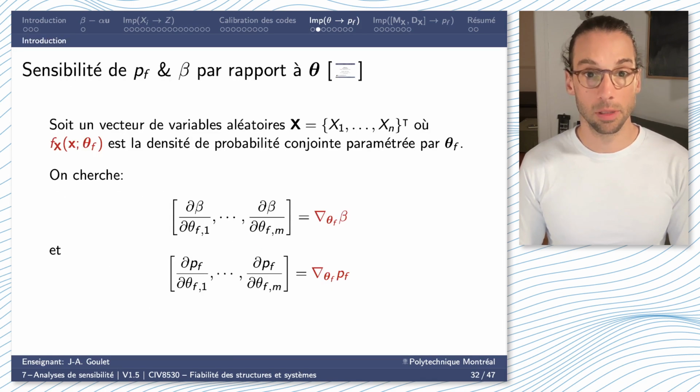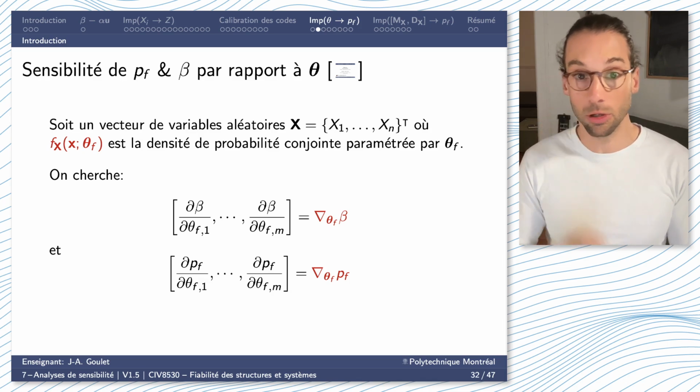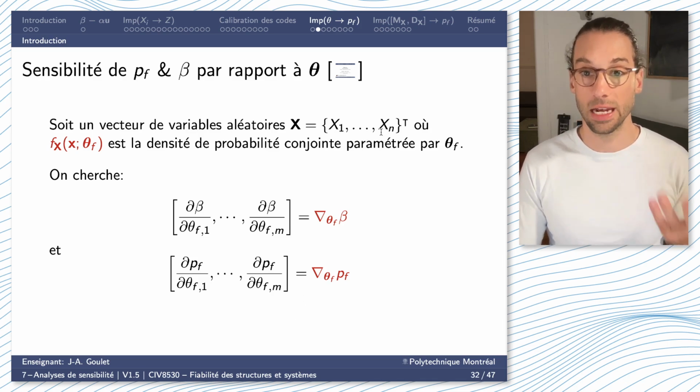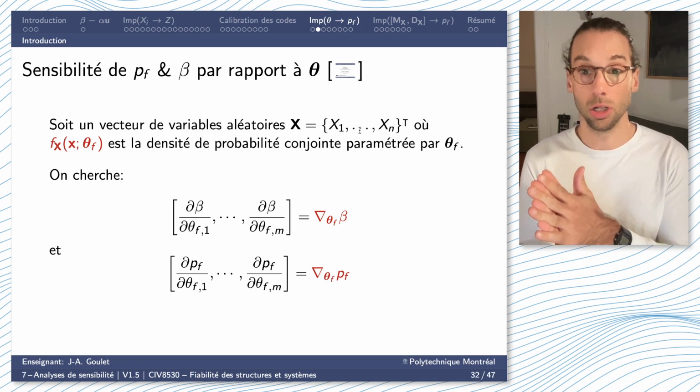Sorry, I skipped some slides. So first, what we want to do is compute these two gradient vectors. If we have x, a vector of n dimensions involving random variables that could be used in the resistance or loading model.